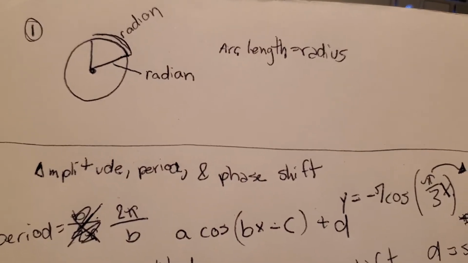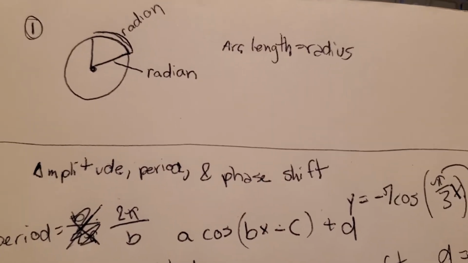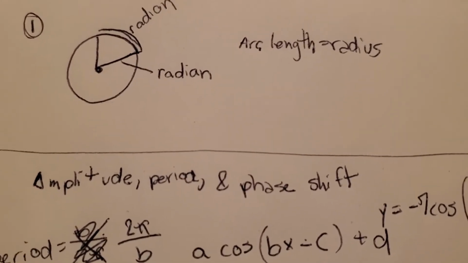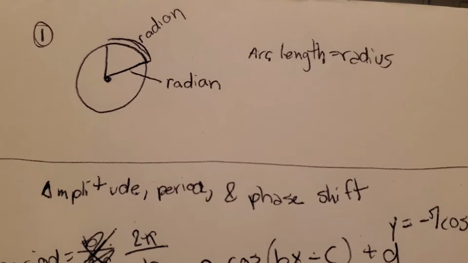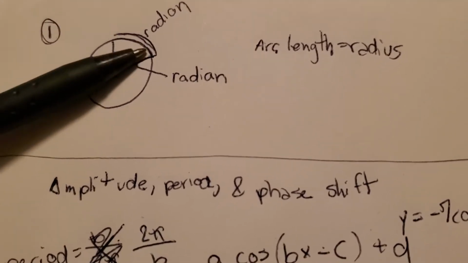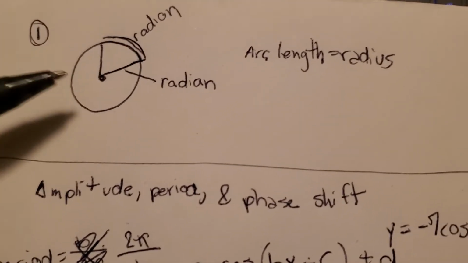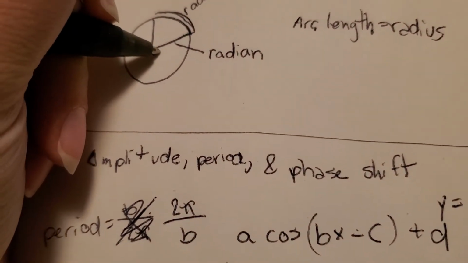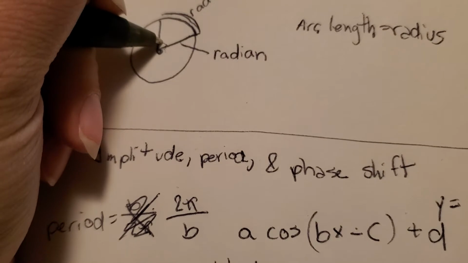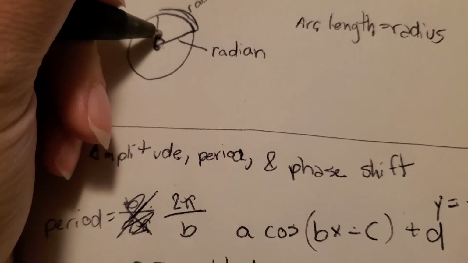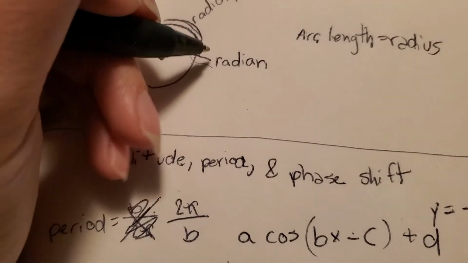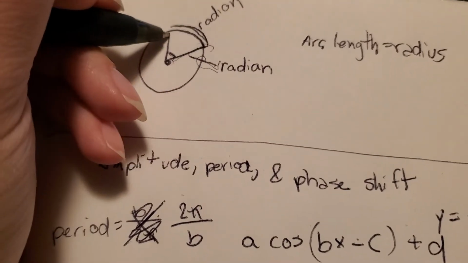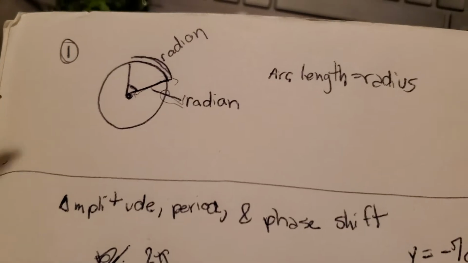The first question that I decided to answer was, in your own words, describe what a radian is. A radian is the measure of the center angle whose arc length is the same as the radius in the circle. So it's basically this angle right here, when this line equals this arc. And that's what a radian is.